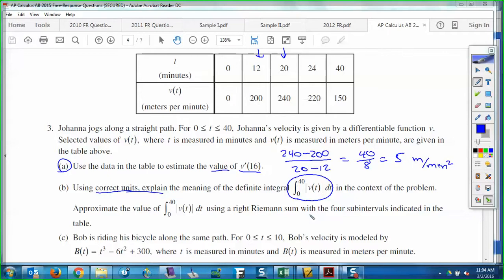Total distance traveled, right? Because if I go here and walk this way, which is a positive velocity, and then I walk back this way, which is negative velocity, right here my net distance traveled is 0. So if I include the negative part, those areas would cancel each other out, wouldn't they? And that would be net.